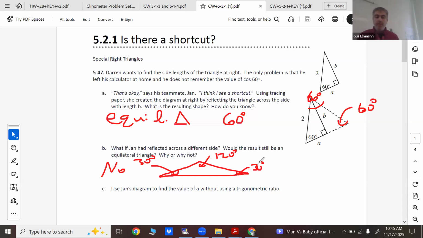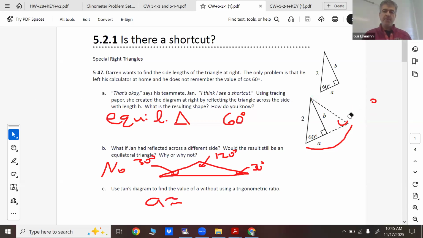Now, what do you think A equals? You don't need to do trig necessarily to do this. How long is this side, if you have an equilateral triangle? Let me get rid of these other things because it's a little confusing. If it's equilateral, what does it mean about all the sides? A is 1, yes, because that's 2, and that's 2.